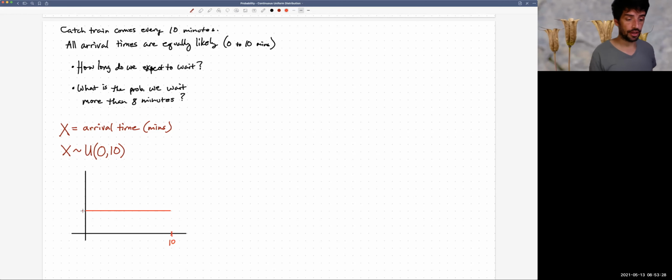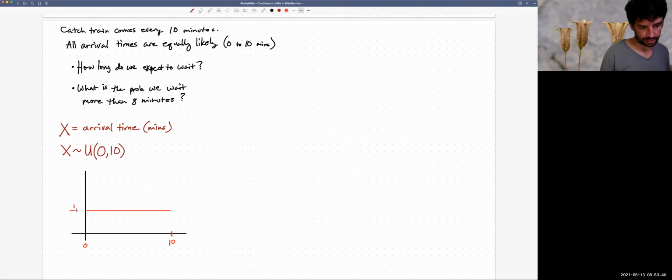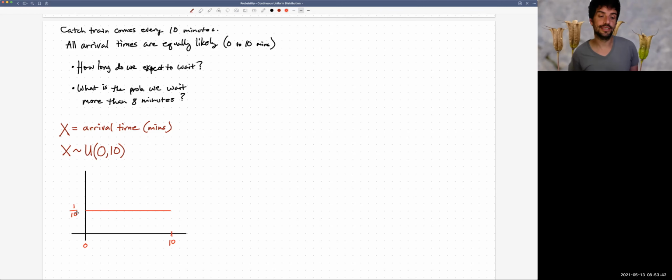And we already know the height. Let's put this height in because remember the height is going to be 1 divided by this width. Well, this width is easy. We know it goes from 0 to 10. 10 minus 0 is 10. So this line must be at a height of 1/10.